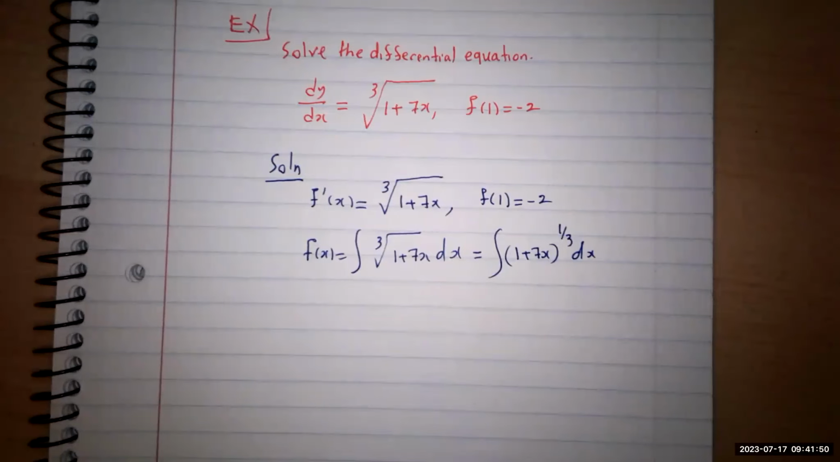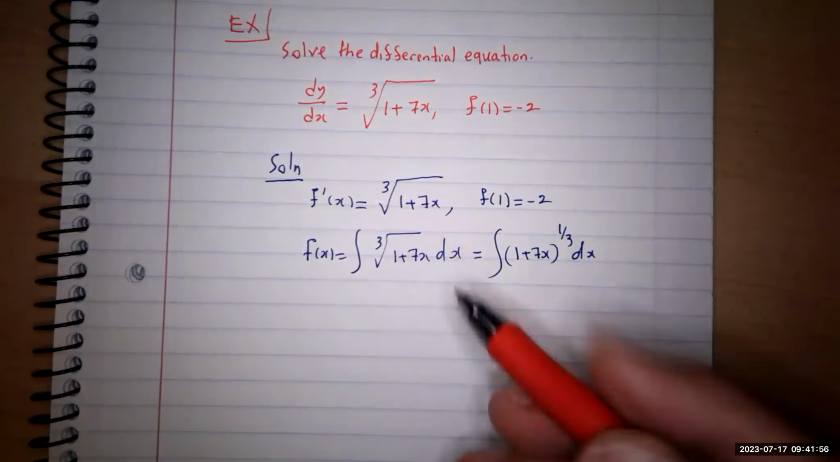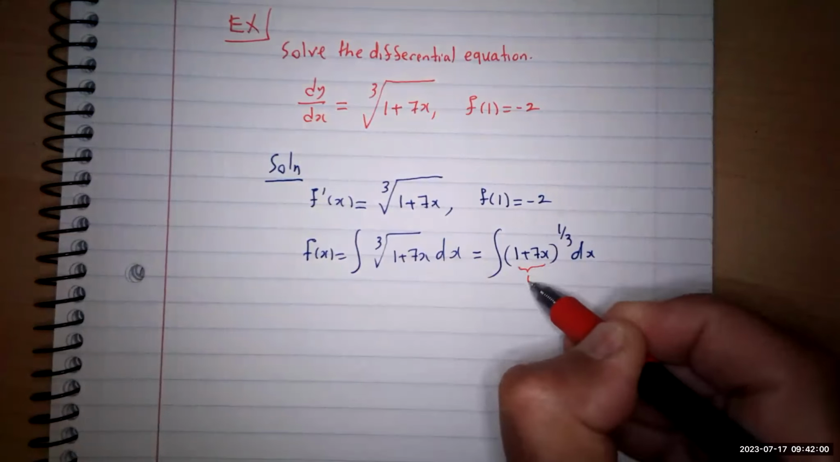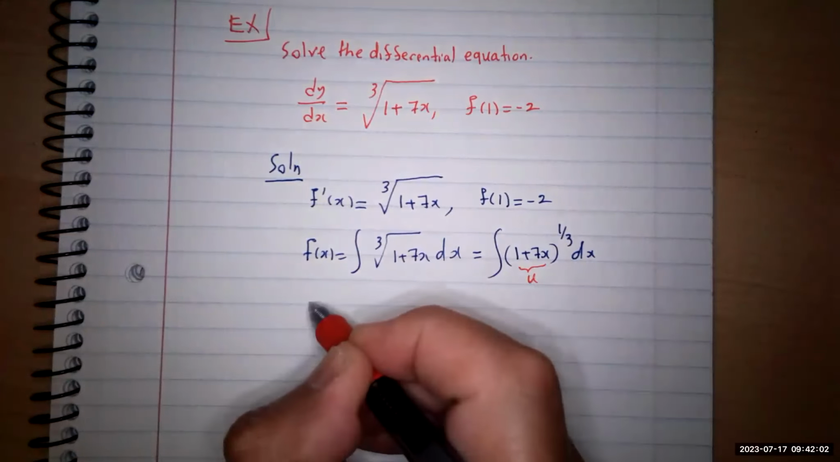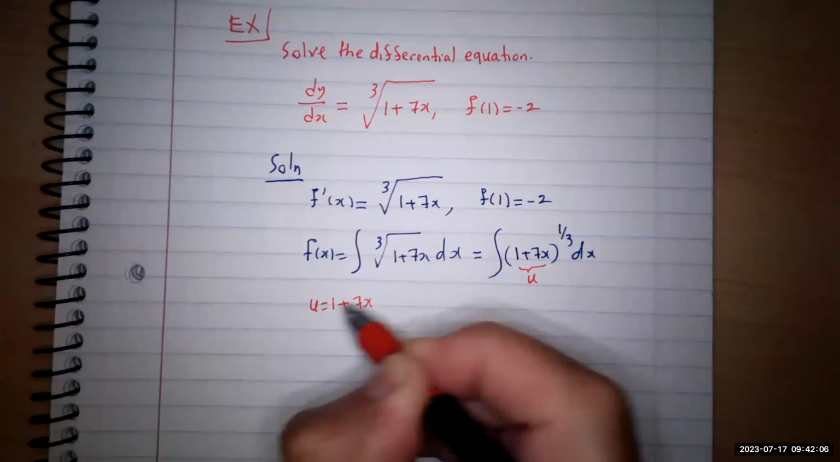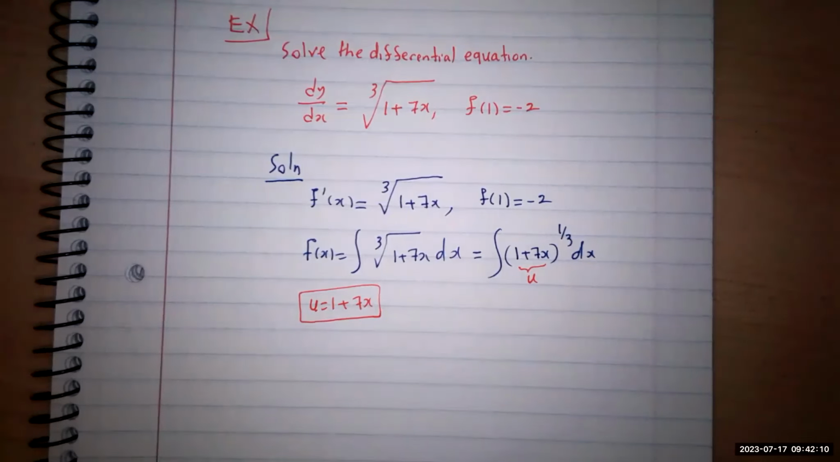Again, the short form will be very quick for this, but otherwise you can do it. You take the u to be, okay, this is going to be your u. So you take your u to be 1 plus 7x. Of course, you have to find the du.